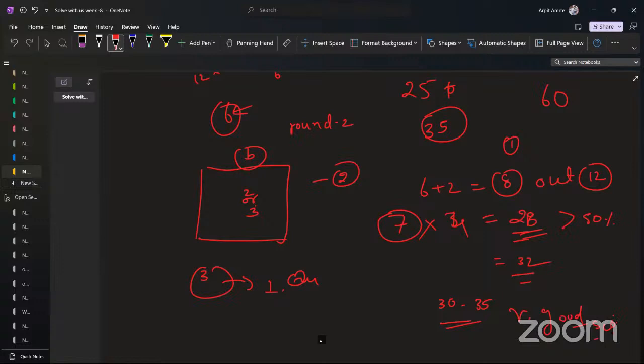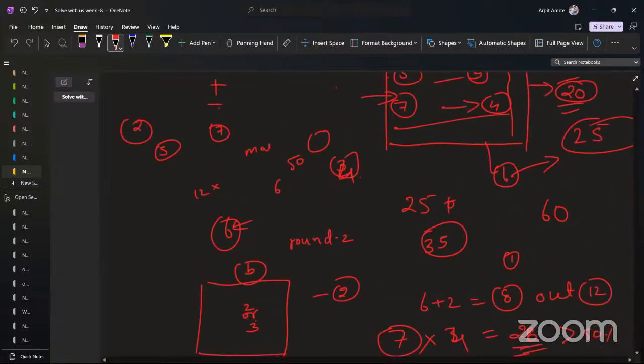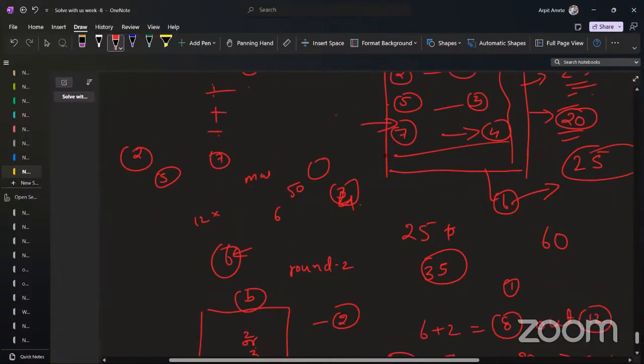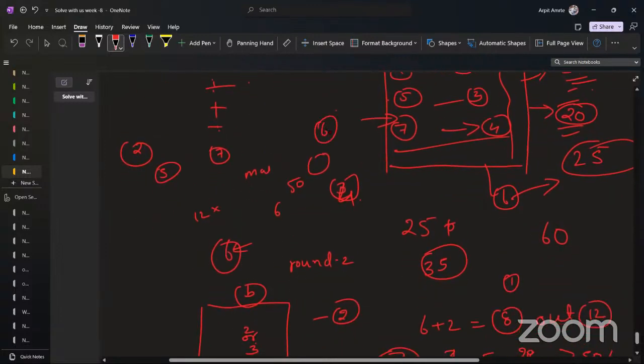Right, sir. So you got the idea how you have to appear in the exam. Firstly, go and make a list for round 1. Then after completing round 1, make a list for round 2. In round 1, you don't need to take all those questions. Just take 6 questions only out of 12. Don't go for more than 6. Just take the 6 easiest questions.